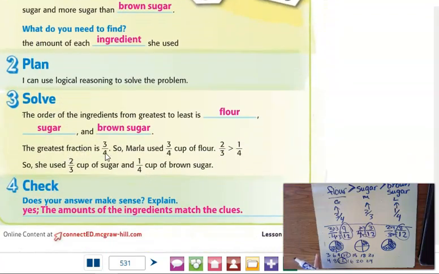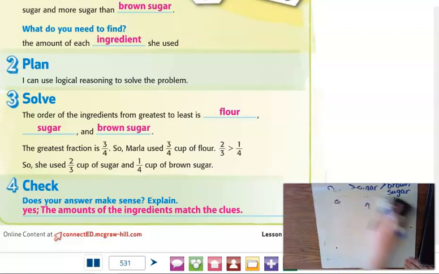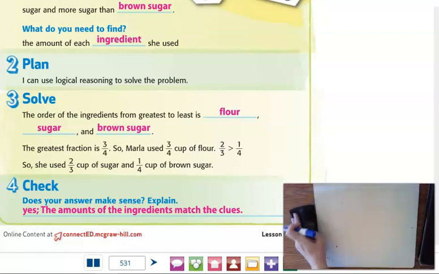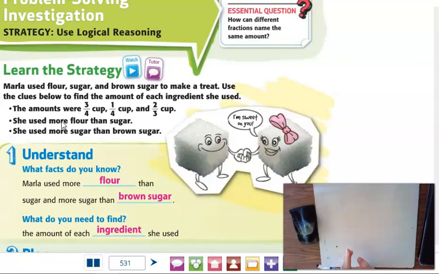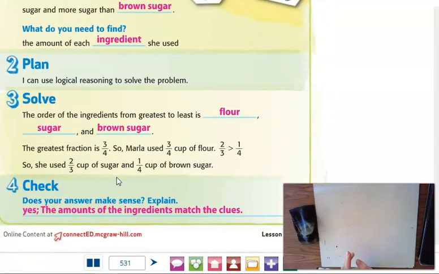The greatest fraction is 3/4, so Marla used 3/4 cup of flour. She used 2/3 cup of sugar and 1/4 cup of brown sugar. Yes, the amounts of the ingredients match the clues. So that's how that one is done. Unfortunately, many of the problems in this lesson are done exactly the same way. You'll see that repeated, more this than that, more that than that, and that'll help you through the word problems that they have on this page, but we'll do some more together.